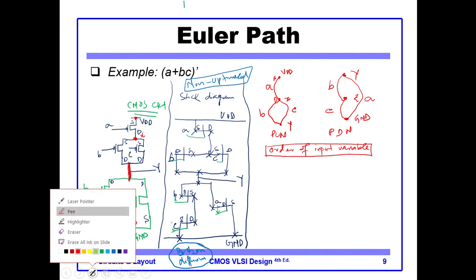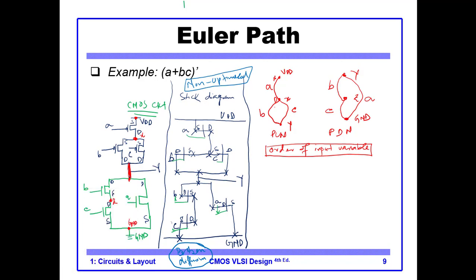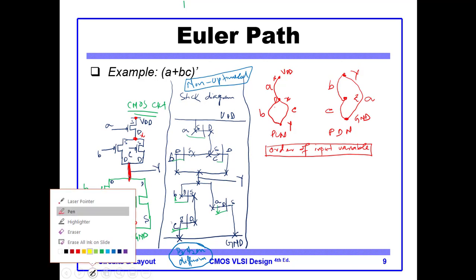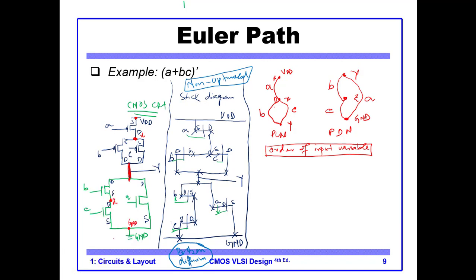Okay, so let me change the color again. Let me use, for example, this one now. So now I start with, oh, this is invisible, so let me change again and maybe use the black one. Okay, so I can start from any node, so I can go from this to this, then from this to this, so I can go from VDD to X, then from X to Y, and then I can go to this. So this gave me an ordering of A, B, C.